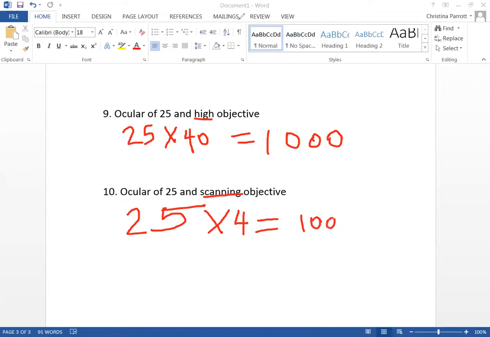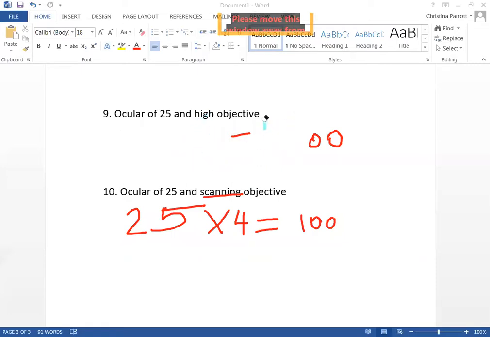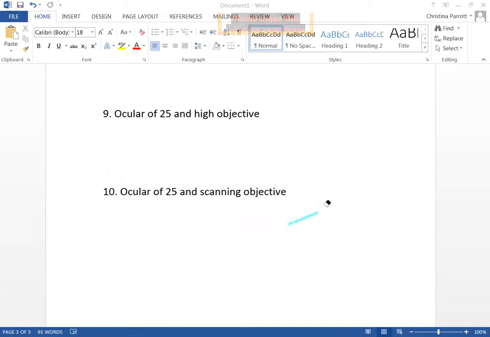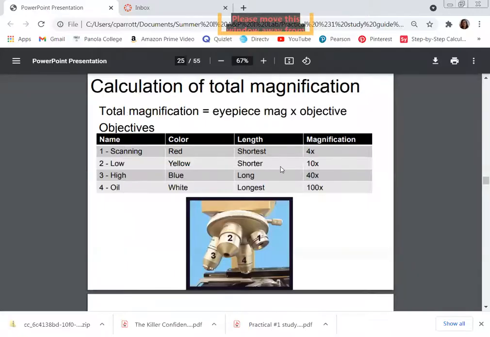Okay. So again, make sure you can do these calculations for both the quiz and for your practical number 1. So for quiz 1 and practical 1. Let me go back to our other document. On this page right here, make sure you have memorized the magnifications of each one of these objectives, and make sure you can identify each of these objectives on a microscope.